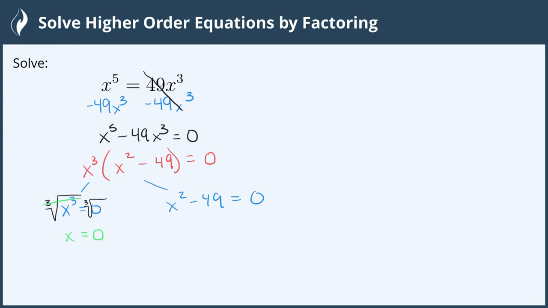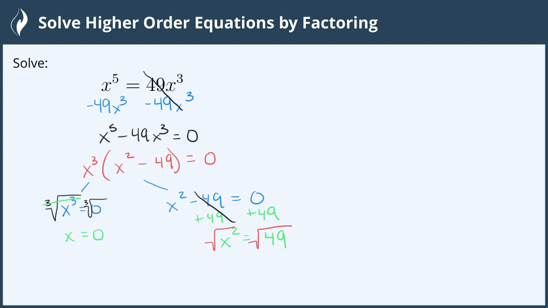On the right equation, we will add 49 to both sides. Negative 49 plus 49 cancels, leaving us with x squared equals 49. And then to solve for the variable, we will square root both sides.